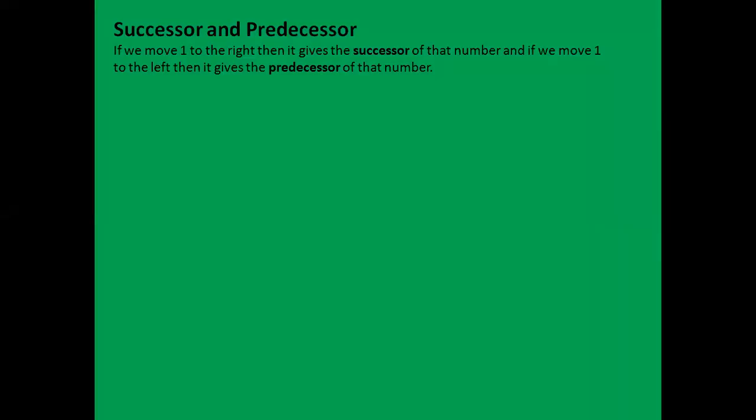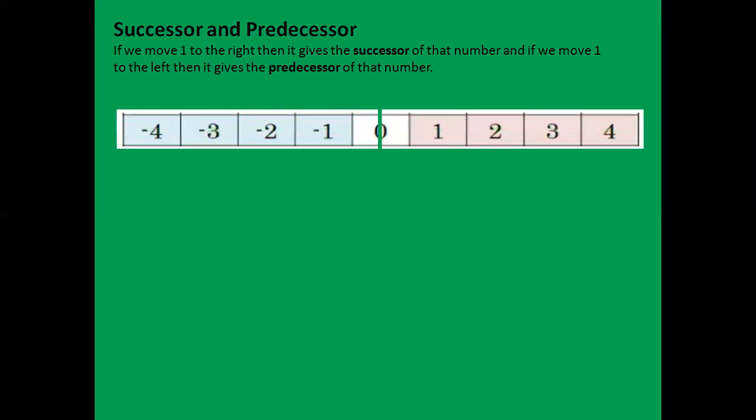So next is successor and predecessor. If we move one to the right, then it gives the successor of that number. And if we move one to the left, then it gives the predecessor of that number. An example is also given. So this is 0. To the left-hand side of 0, all numbers are negative numbers. To the right-hand side of 0, all numbers are positive numbers.